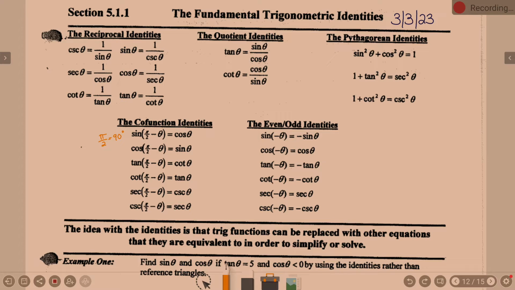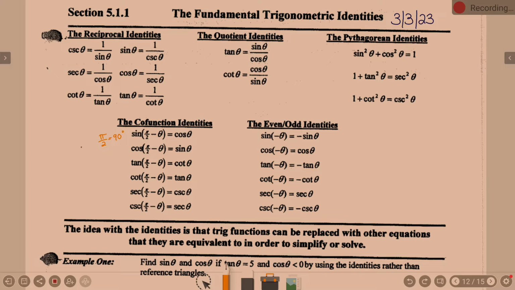And then the last set we have are even-odd identities. We've talked about even and odd functions. Even being something that is symmetric across the y-axis. Odd being something that is symmetric across the origin. We've done that at some point. Would have been first semester. Okay? And we talked about those. Well, based on the symmetry, these relationships exist.